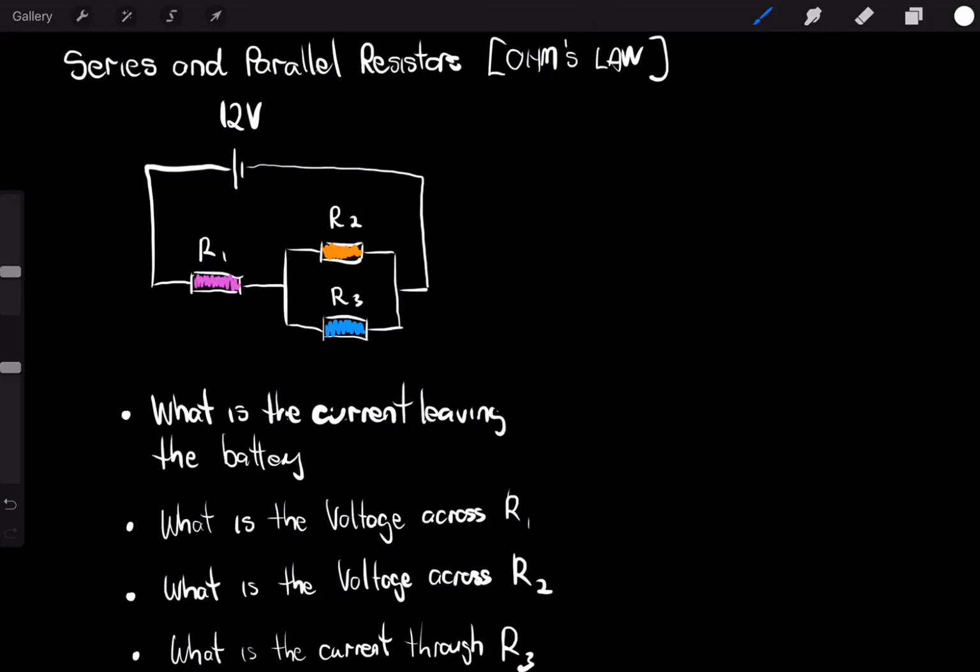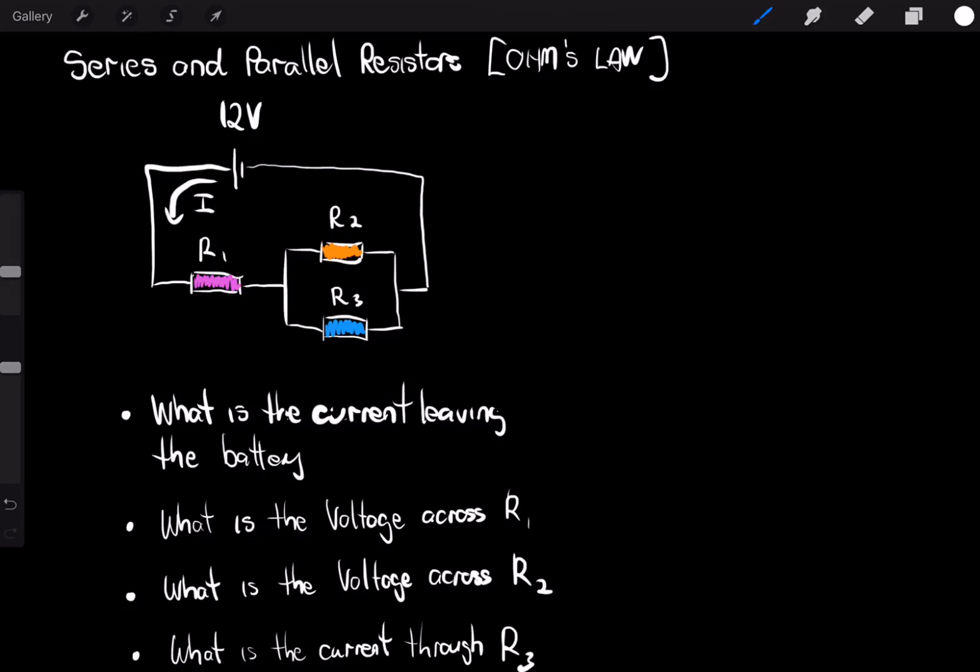Okay, now in this problem here, we're going to actually solve some real questions about a circuit. Now, this circuit has resistors that are in both parallel and series, and what we want to do is answer a couple of questions about the circuit, and that is, what is the current leaving the battery that's feeding the circuit? So what's this total current coming out of the battery?